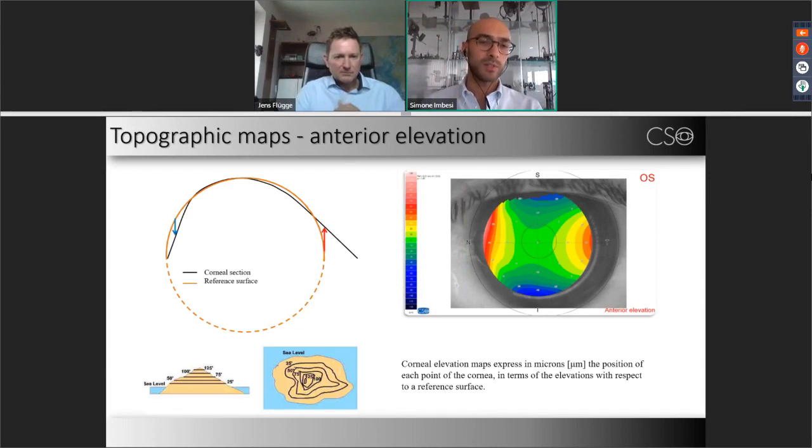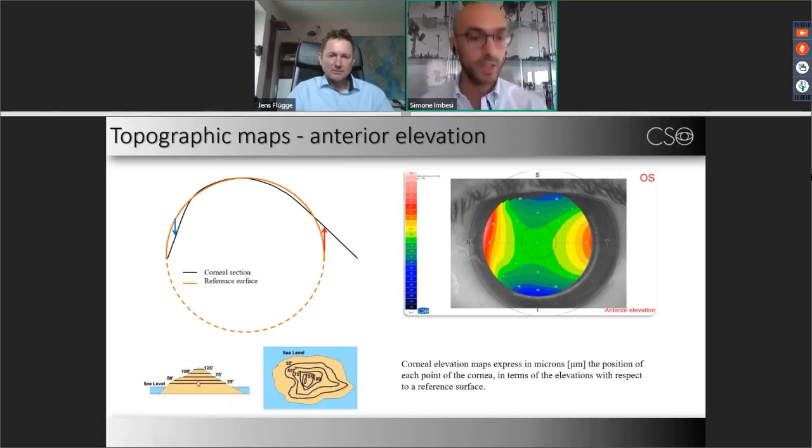The way to describe the elevation is, let me say, popular, because it's similar to geographic cartography. So we are expressing elevation with respect to something known. As in geographic cartography, elevations are expressed with respect to sea level. In our case, elevations are expressed with respect to a reference surface. The reference surface, in the case of Pentacam, can be a spherical surface, an aspherical surface, and an asphero-toric surface.